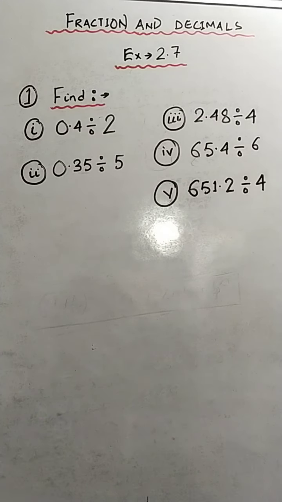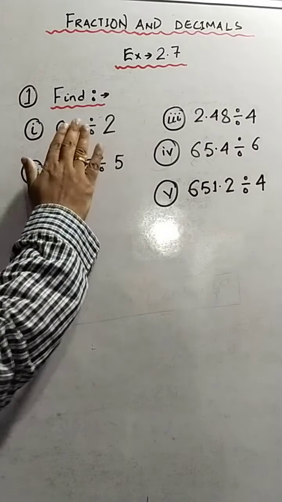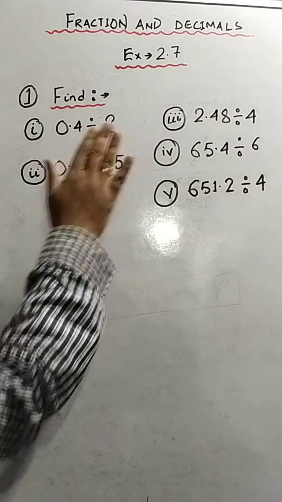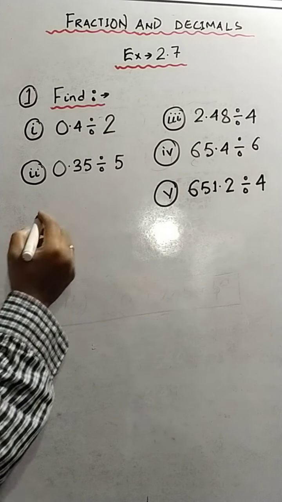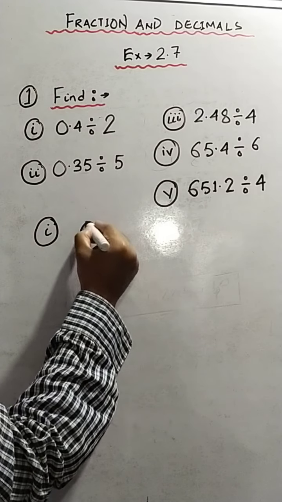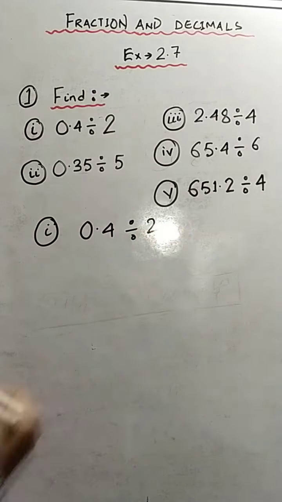So as you see in question number 1 we have to divide one decimal term with another whole number form. Fine, so the first term is given in decimal form and the second term is given as a whole number. So we have to learn how exactly we have to divide. Fine. So it's very easy. So question number 1 is 0.4 divided by 2.